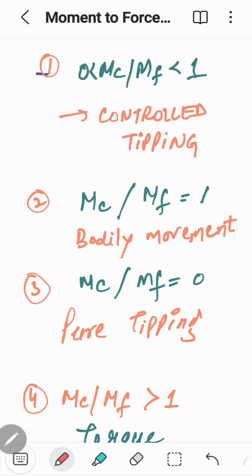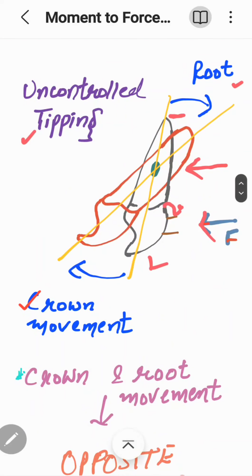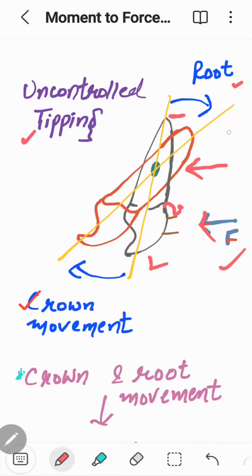First, a situation in which the MC by MF ratio is equal to 0. That will lead to pure tipping of the tooth. What does it actually mean? Whenever a force is applied at the incisor bracket, if the counterbalancing force applied is 0, then MC by MF is equal to 0. In that situation, with no counterbalancing force, MF will show its effect and lead to crown movement and rotatory tendencies, and hence uncontrolled tipping will be seen. So that is situation 1.